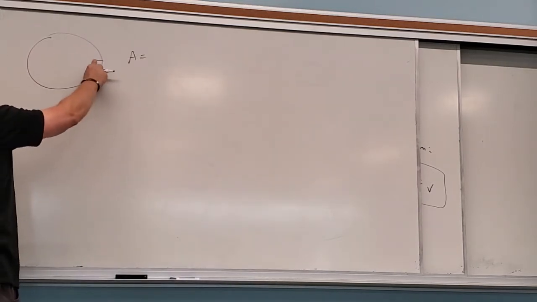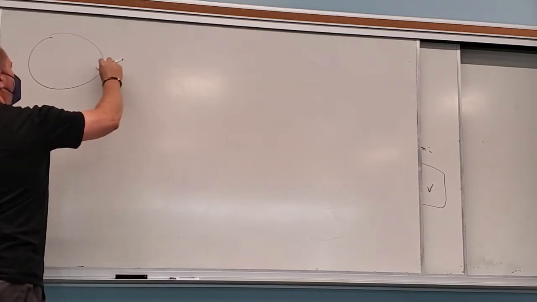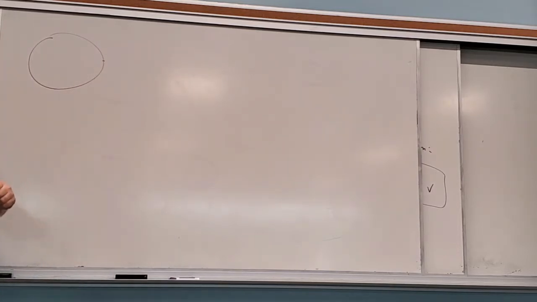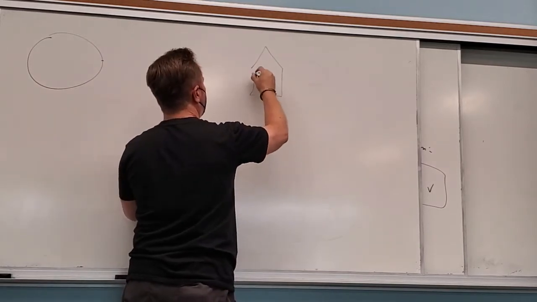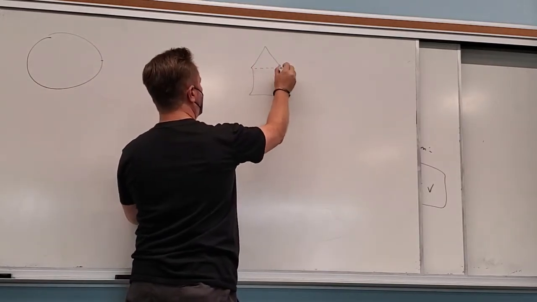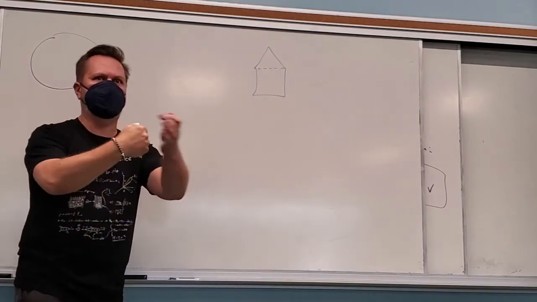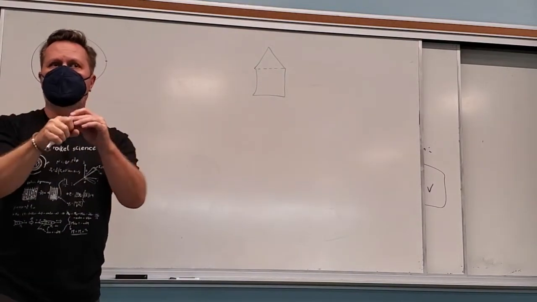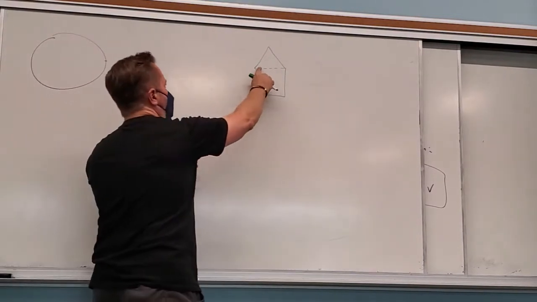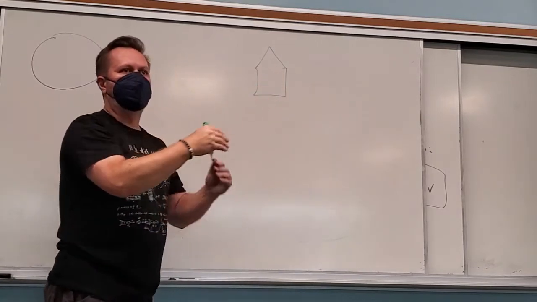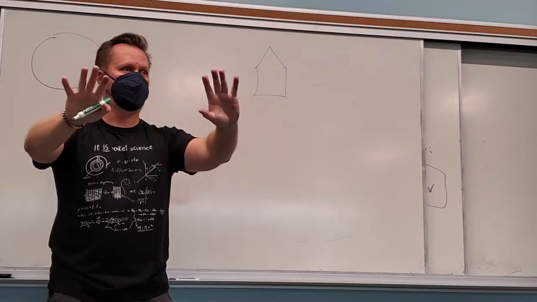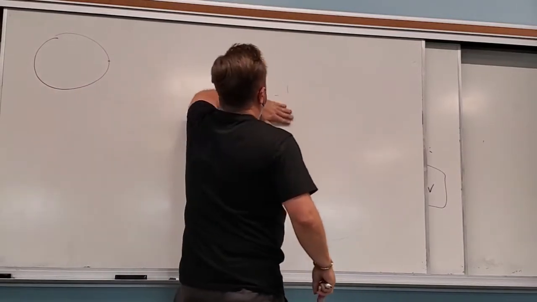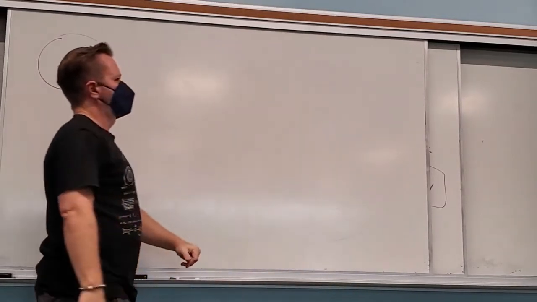So I'm given a circle. Here's the thing about area. If I ask you to figure out the area of this shape, would you figure out the area of the box and then the area of the triangle and add them together? Would you do that? There's no formula for that shape. You would just break it into things you know and add them together. Correct?